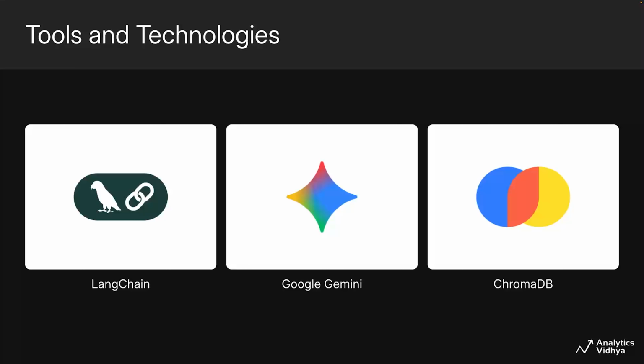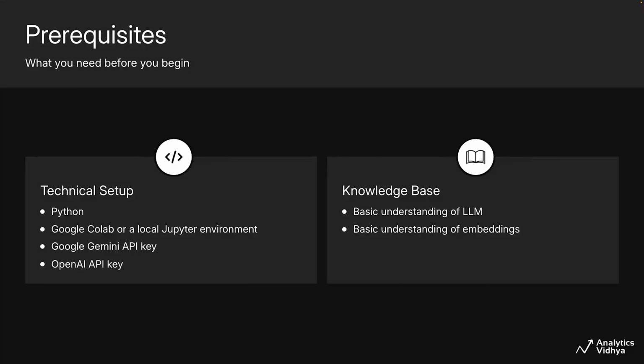Now, let's quickly look at the tools you will be working with throughout this course. We will use LangChain as our orchestration framework, Google Gemini as our primary LLM and embedding model, and ChromaDB as our vector database. Now, what do you need before you begin?